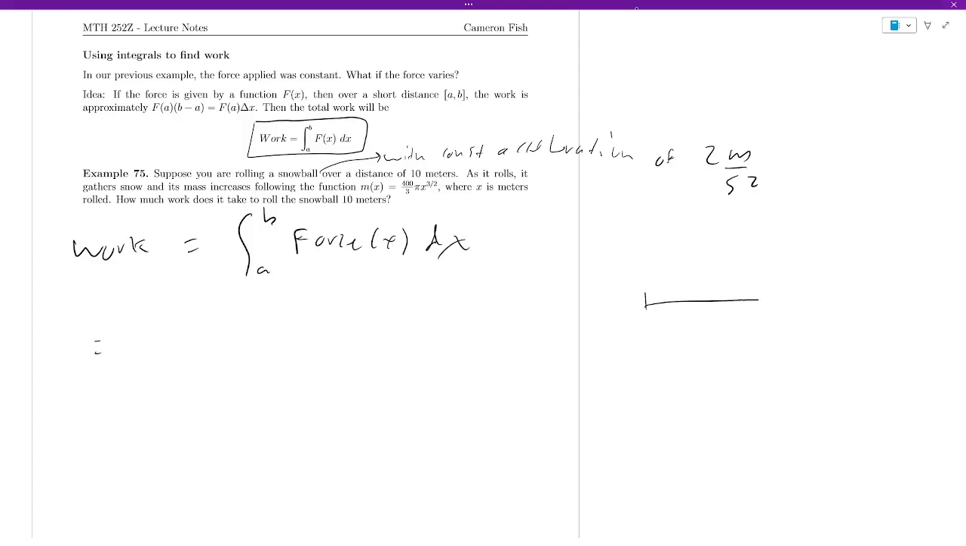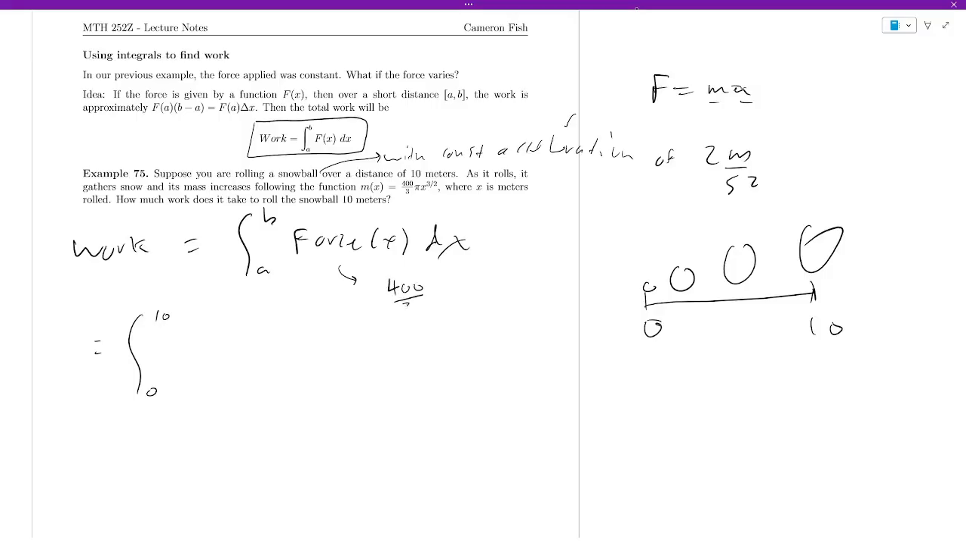It says roll the snowball 10 meters, so I'm imagining 0 to 10: small snowball, bigger snowball, bigger snowball, bigger snowball, right? At the beginning, that's 0, and then I move to position 10. That makes sense. To figure out the force, we've got to use newtons again, right? Force is mass times acceleration, because we have the mass, and I gave you here the acceleration. Those two things together, we can find the force. So the total force here is the mass function, which you're just copying, whatever that function was, times the acceleration, which I told you was 2. That's going to be my integrand. And then I just do dx.